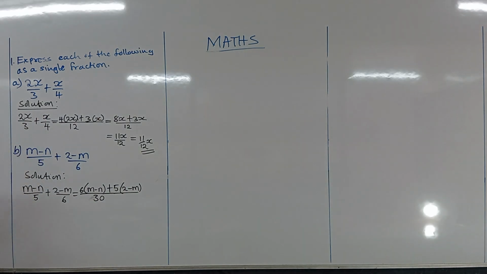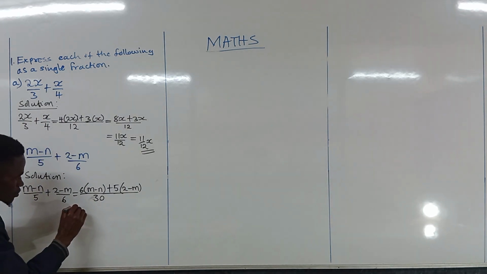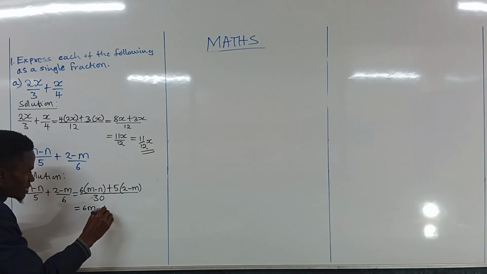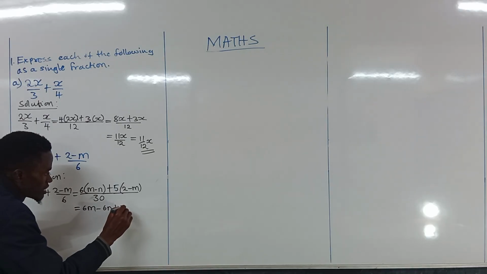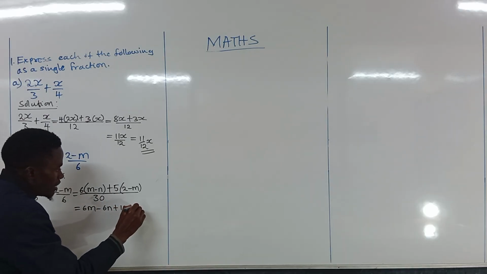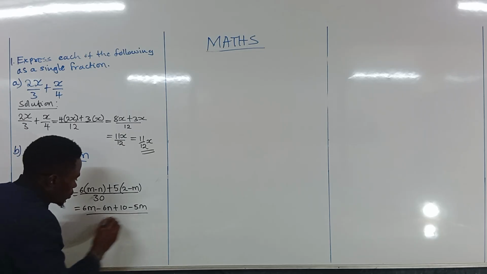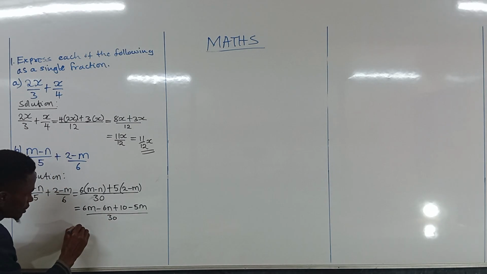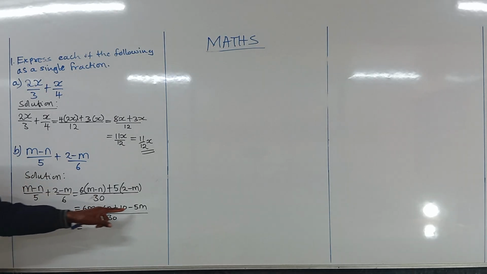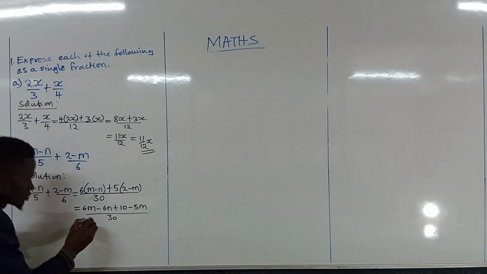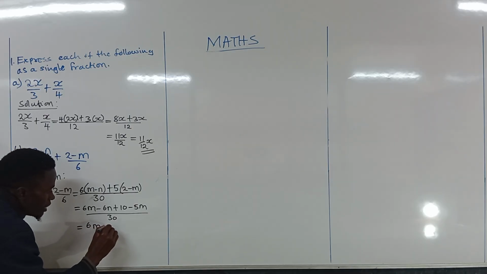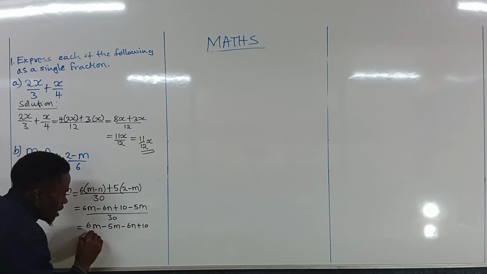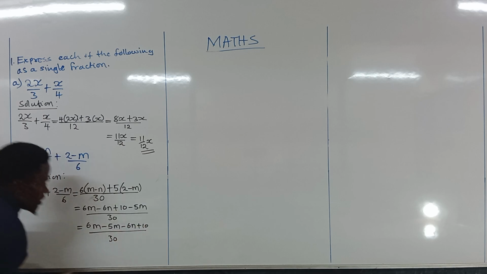So from there we identify our numbers. We have opening of bracket 6m minus 6n plus 10, 5 times 2, minus 5m, out of 30. So from there, we are going to have the common terms. 6m we can combine with minus 5m. So we are going to have 6m minus 5m minus 6n plus 10 out of 30.